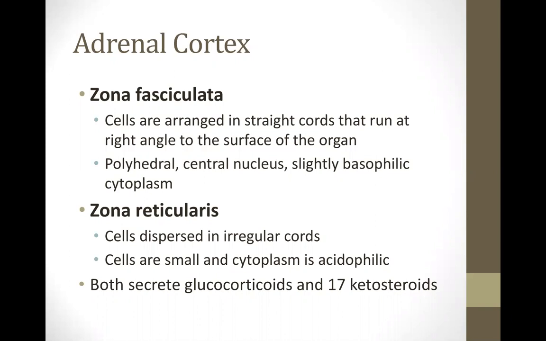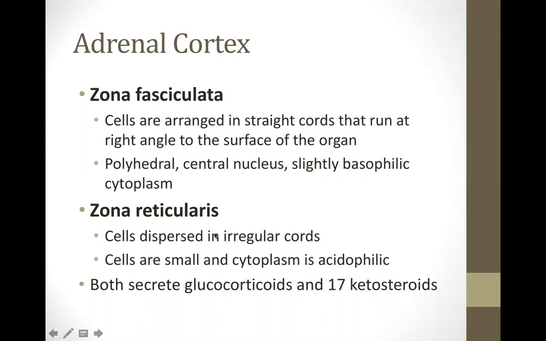Okay, look. Both zonas, the zona fasciculata and zona reticularis, secrete glucocorticoids and 17 ketosteroids. Remember that, okay? They both secrete glucocorticoids and 17 ketosteroids, but there's a catch. Majority of the glucocorticoids and less 17 ketosteroids are being produced here at the zona fasciculata. Okay? Majority here are glucocorticoids. The 17 ketosteroid is minimal.